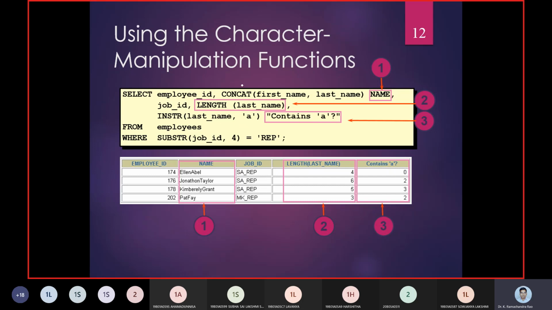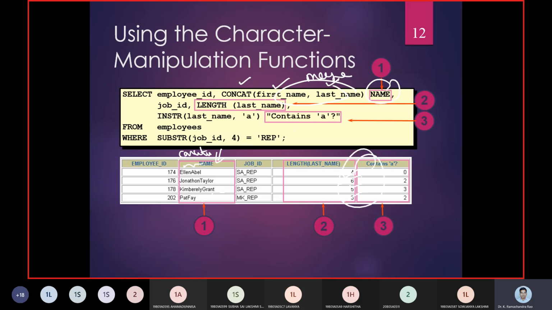So we are concatenating first name and last name. We merge this, and after merging this, we are going to give a name. So now you can see here Ellen and Abel. Ellen is the first name, Abel is the last name, but both are concatenated. Next comes the length of the last name. Abel was 4, Taylor was 6, Grant was 5, Faye was 3.